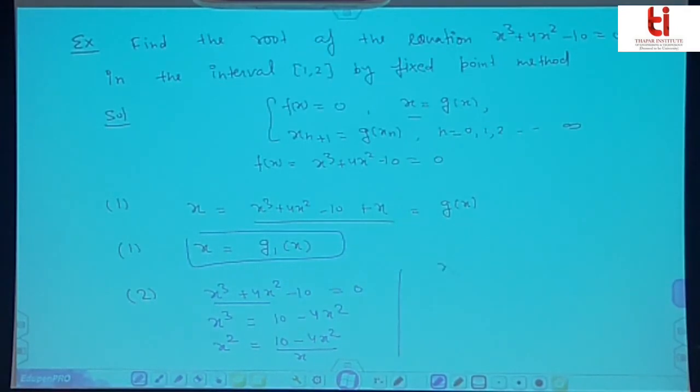Okay, so x square equal to what? 10 upon x minus 4x square. Now get the value of x equal to x, then what is coming out to be is 10 minus 4x square upon x. Or we can write it as 10 upon x minus 4x, after dividing by x. This is your another g(x). So we can take it as g2(x). So what is the value of g2(x)? This is your g2(x).